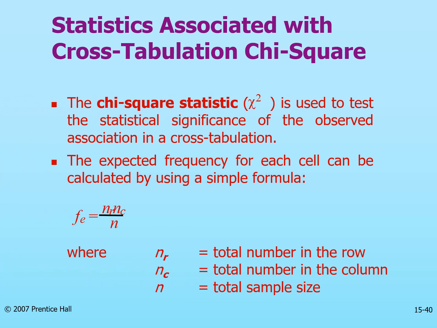The chi-square is used to test the statistical significance of the observed association in a cross-tabulation. The expected frequency for each cell is calculated using a simple formula. We take the total number in the row multiplied by the total number in the column. It means that the number of observations covered under each and every parameter we are taking.